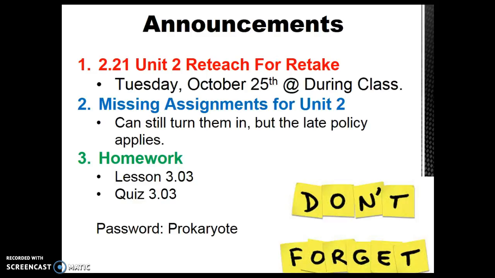Missing assignments for Unit 2. Please make sure that you put those in as soon as possible. You still have time to turn them in.